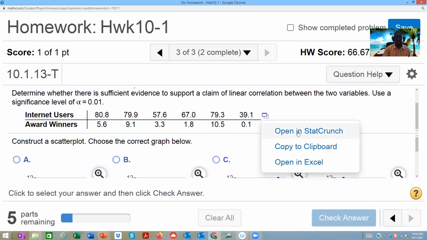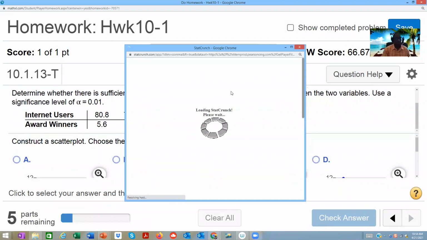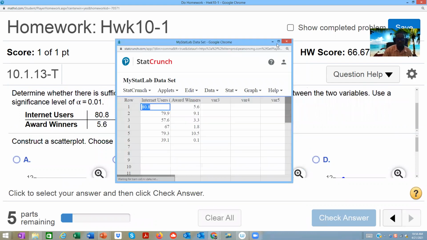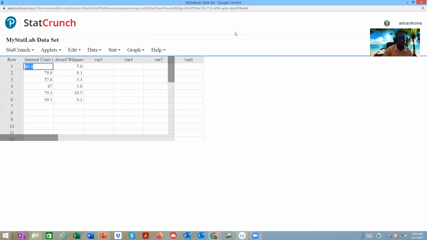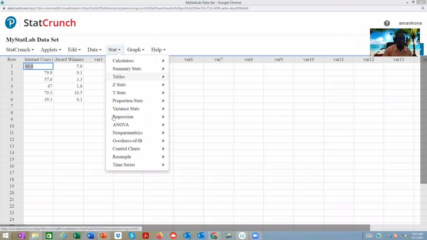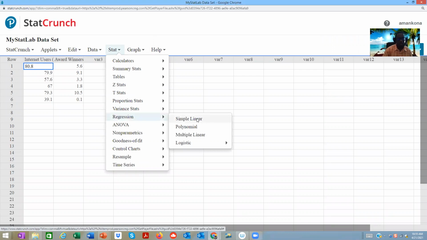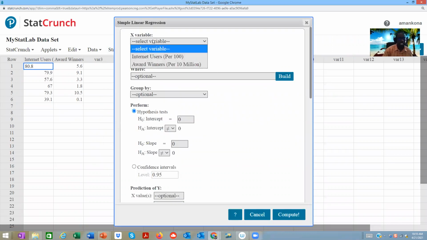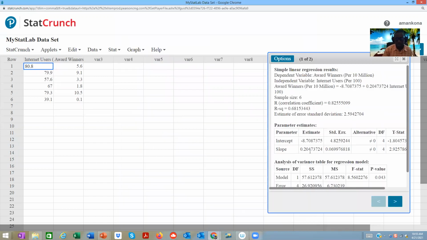So let's open this in StatCrunch. Let's make it bigger, making sure that you are seeing that. Perfect. Okay, so we go to Stats, Regression, Simple Linear, and then internet users is your X variable, and award winners is your Y variable. Everything stays the same there, and then Compute.